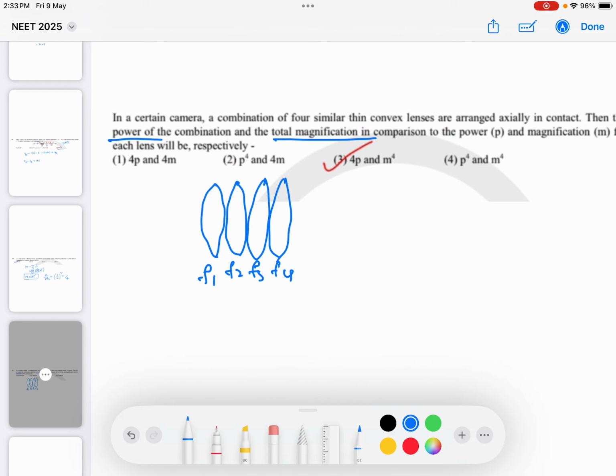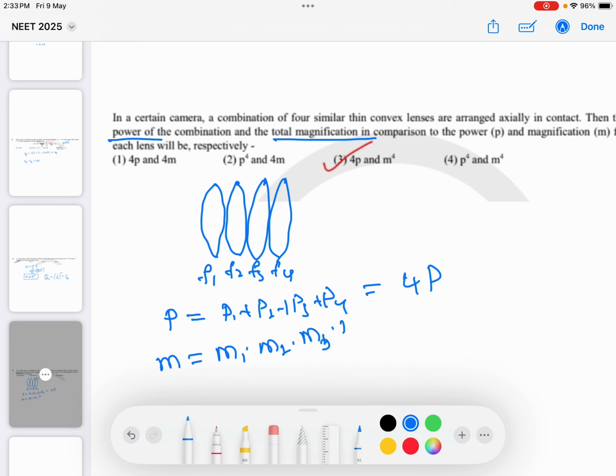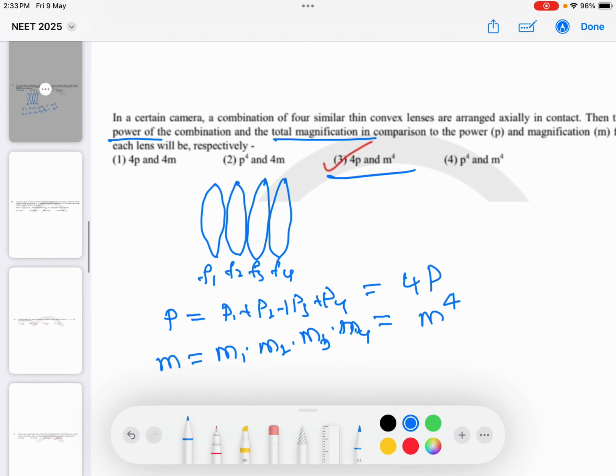So total power and magnification is asked. Power P value can be written as P1 plus P2 plus P3 plus P4. So all are identical, nothing but P plus P plus P plus P, that is 4P. Next, magnification for the combination of lenses is M1 into M2 into M3 into M4. All are same, so M power 4. Option number 3 is the right answer.